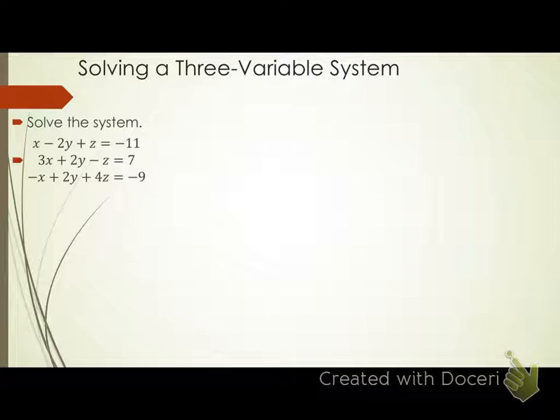x minus 2y plus z equals -11. 3x plus 2y minus z equals 7. -x plus 2y plus 4z equals -9. This is my system of equations. I'm solving it. I'm trying to get my x variable, my y variable, and my z variable. My ordered triple that makes all 3 of these equations work at the same time.